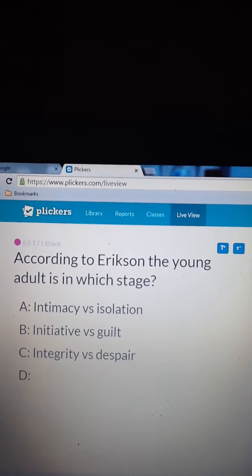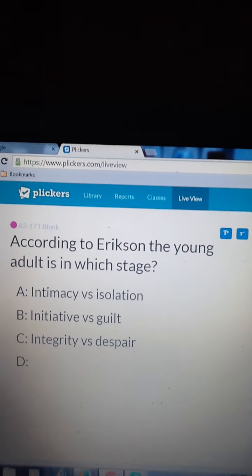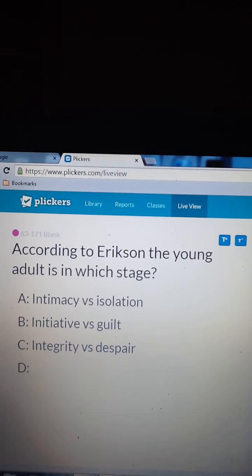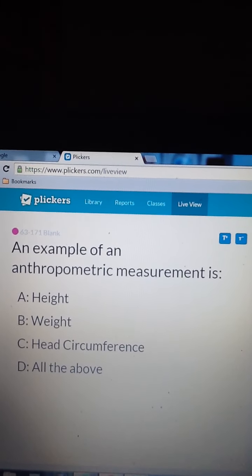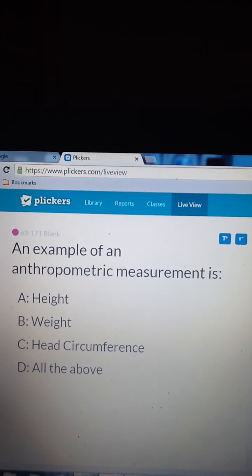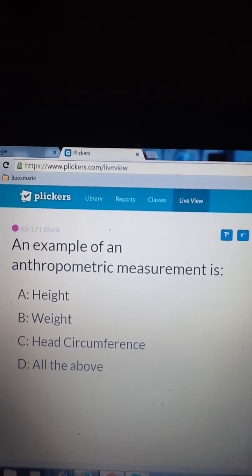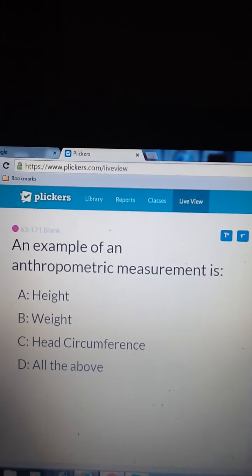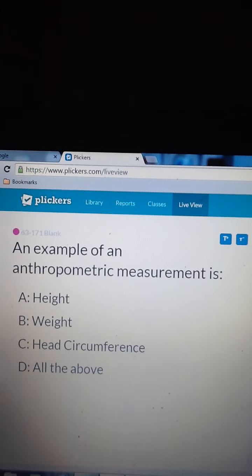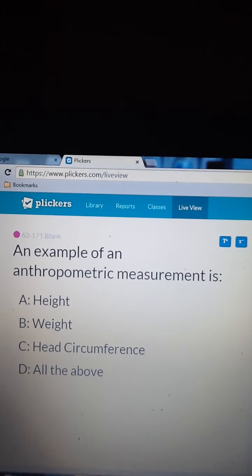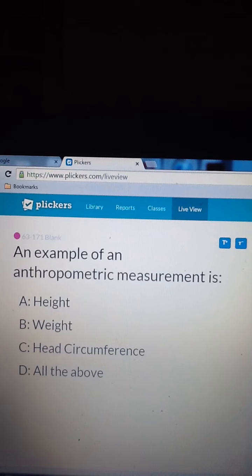And the final question from this growth and adaptation, stress and strain lecture in week 6 is... oh, sorry, it hasn't come up yet. Here we go. An example of an anthropometric measurement is A, height, B, weight, C, head circumference, or D, all of the above. The answer here is D, all of the above, because an anthropometric measurement is about being able to quantify measurement, and you can quantify all of these things. So the answer is D.